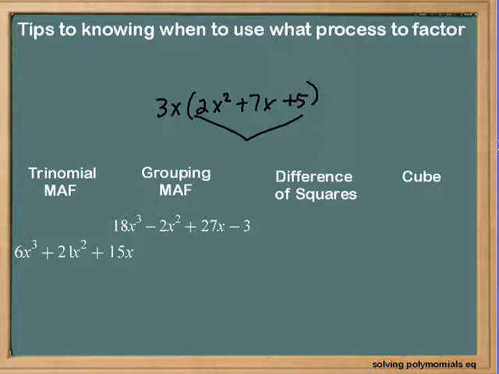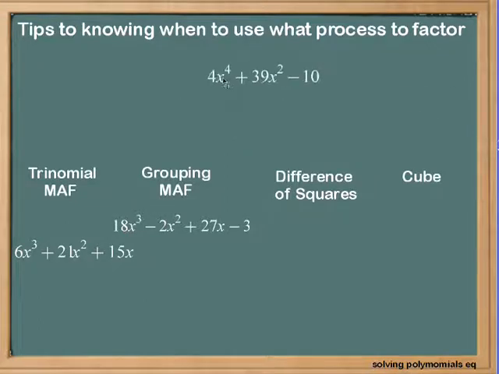All right, let's see what we have coming up next. We have 4x to the fourth plus 39x squared minus 10. What do we do with that? Well, it looks like it's a trinomial, and since there's nothing that goes into the 39, 4, and the 10, I don't have a GCF, so I'm going to deal with this trinomial and put it right underneath the trinomial, because that's exactly what it is. So I would use the trinomial MAF to solve that one.